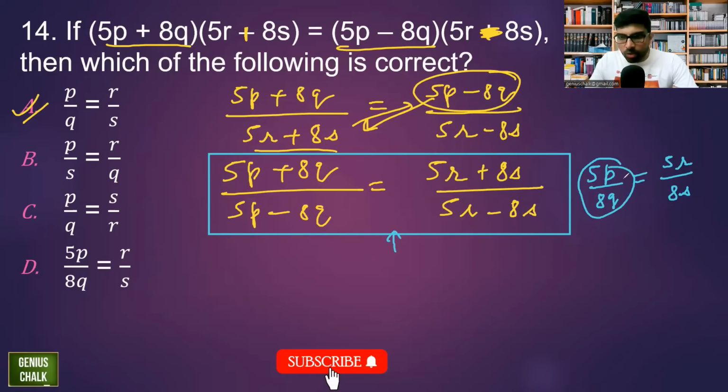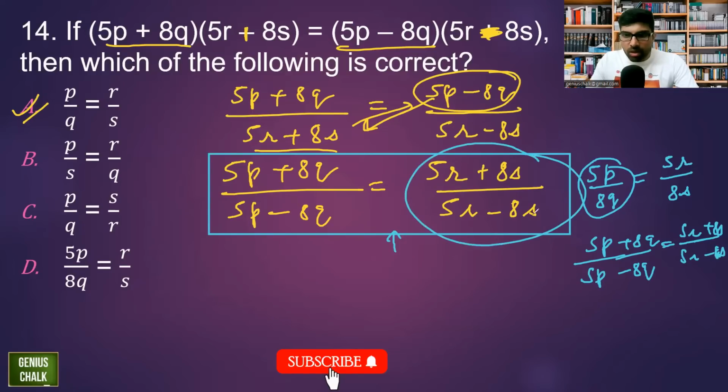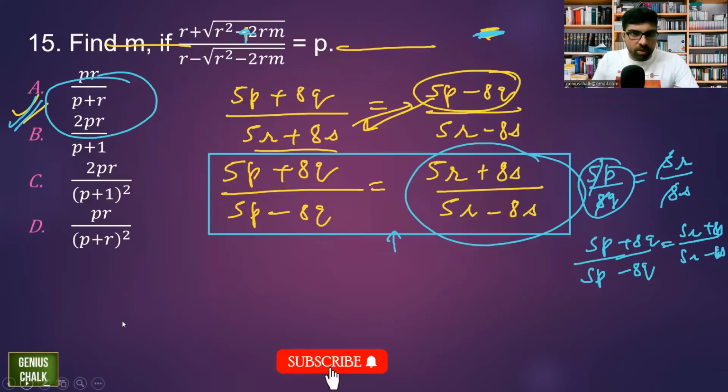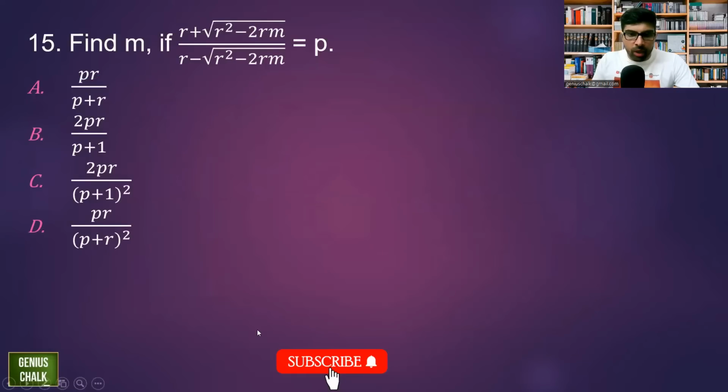If I apply componendo and dividendo, you can see that 5p and 5p will be there, 8q plus and 8q minus. I hope you're getting my point. Then 5r here, 8s plus and 8s minus. This is the same form. That means this 5 and 5 get cancelled, 8 and 8 get cancelled. That's why I said my answer is p by q equals r by s. Please change the form. This is plus sign and this is minus sign. I hope this is clear, right? So very, very good question. Conceptually, these questions are making you strong fundamentally in componendo and dividendo.